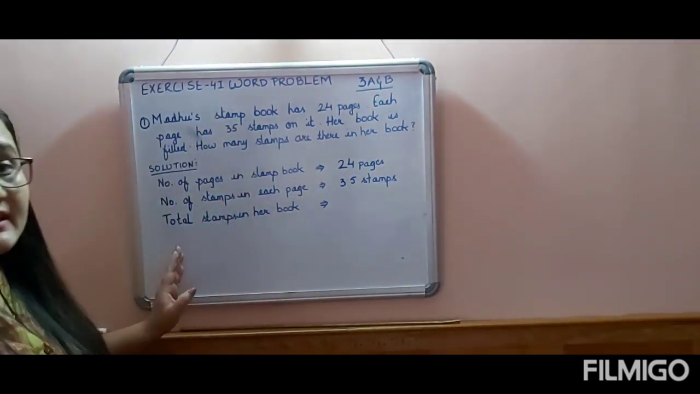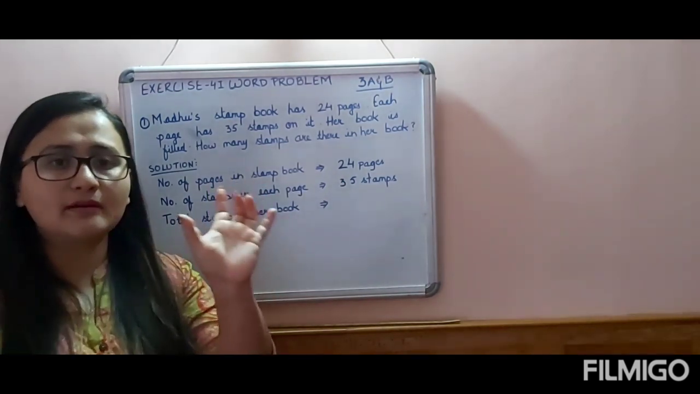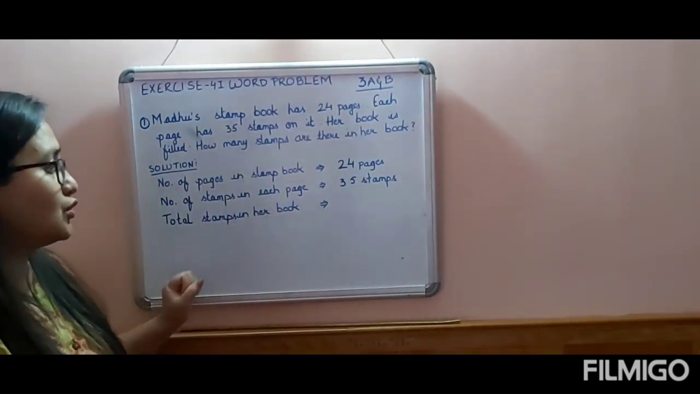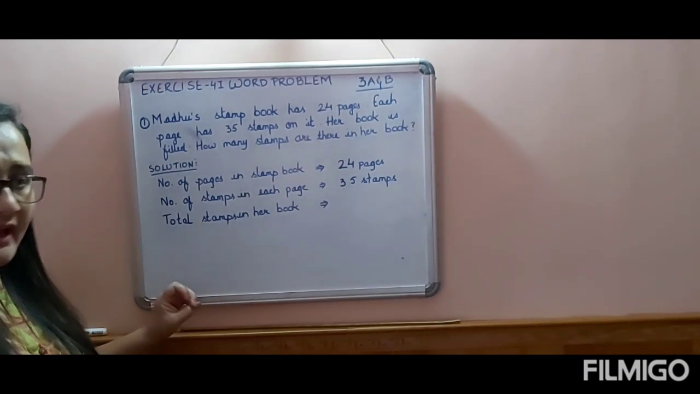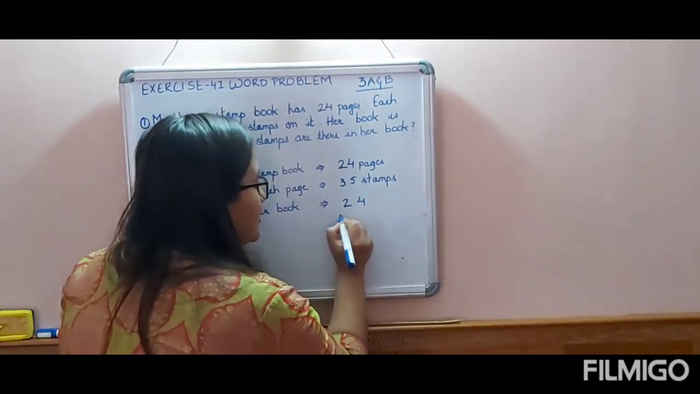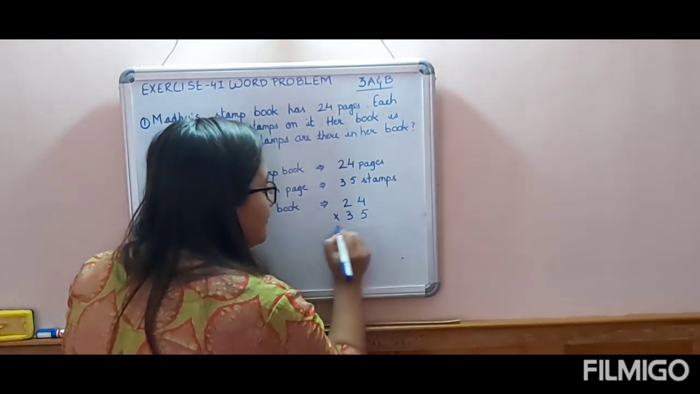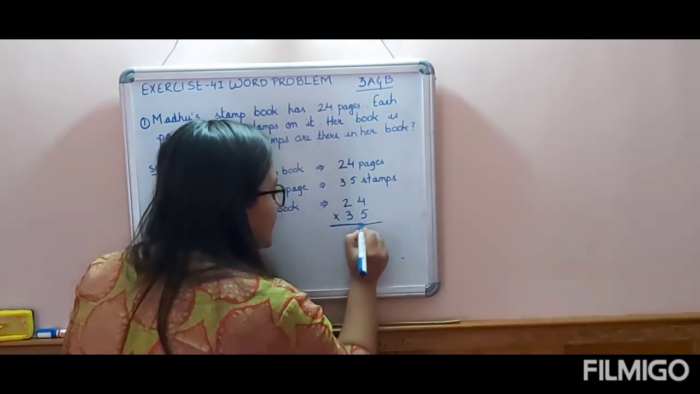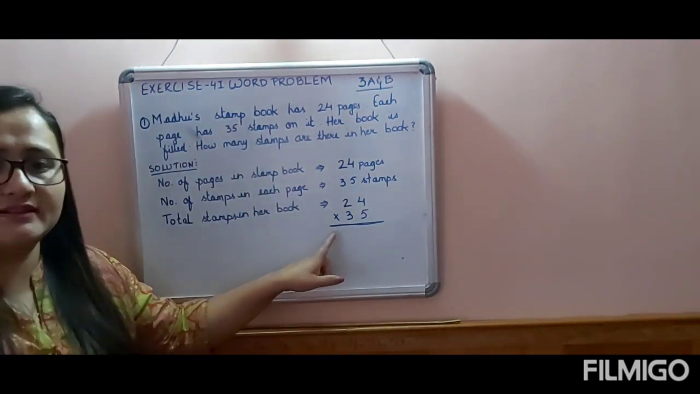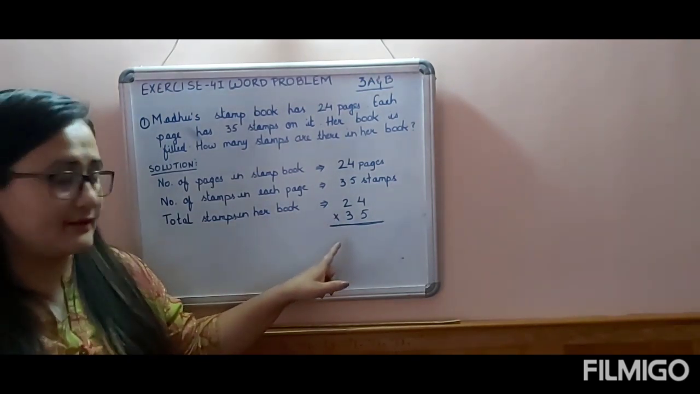In the last line you are asked to find out the total number of stamps in her book. So what you will do? You will multiply. You will write 24 multiplied by 35. Don't forget to put this multiplication sign. This is your multiply into sign.